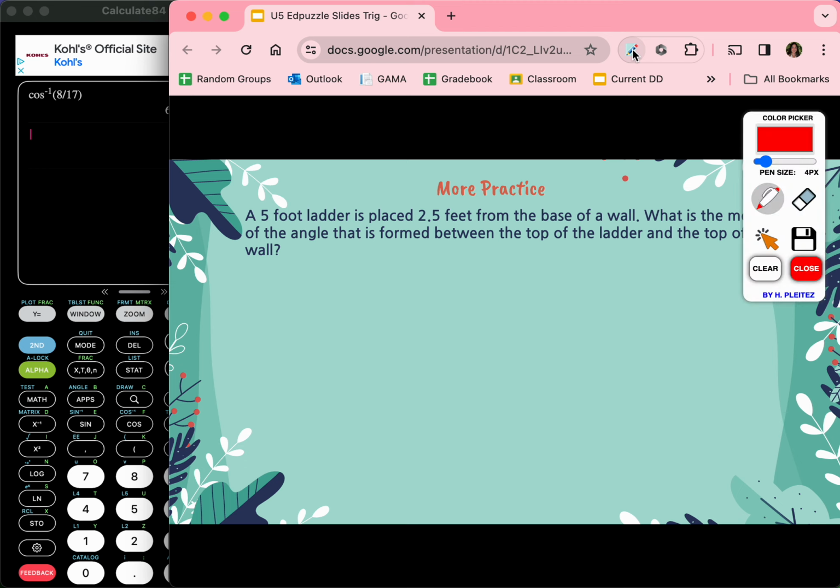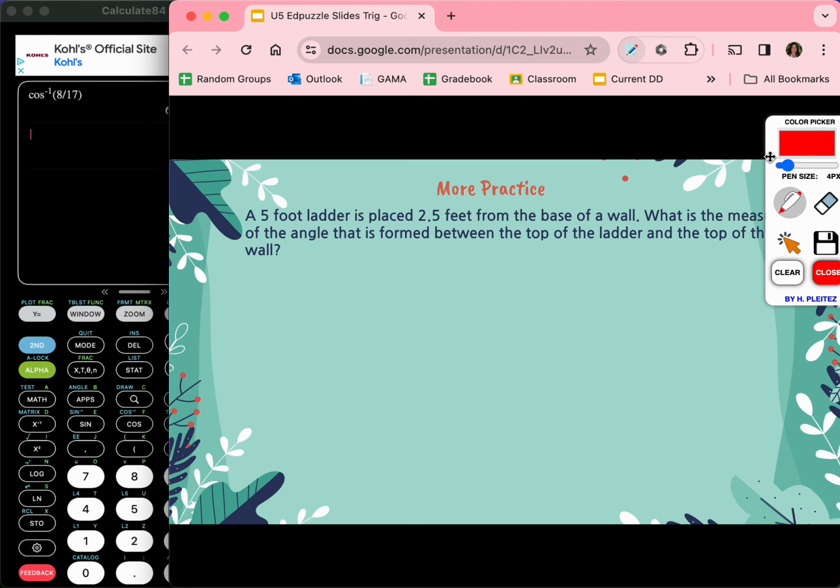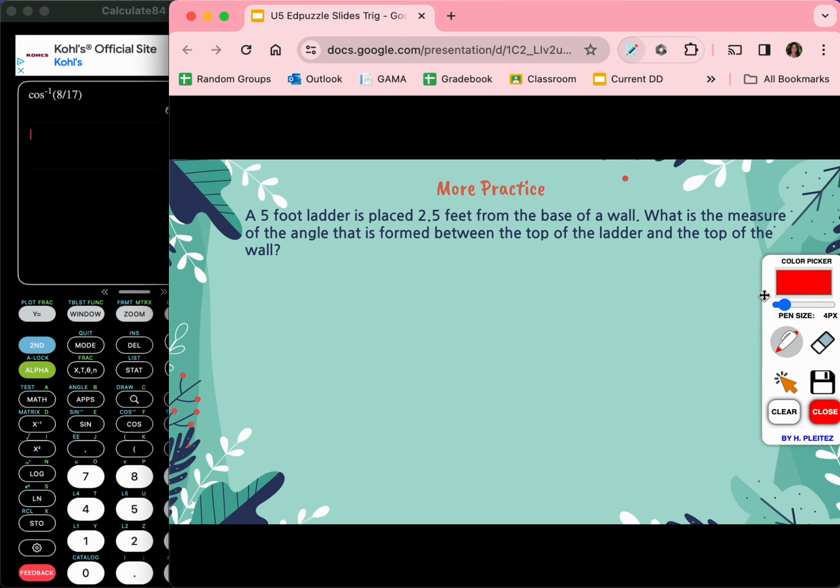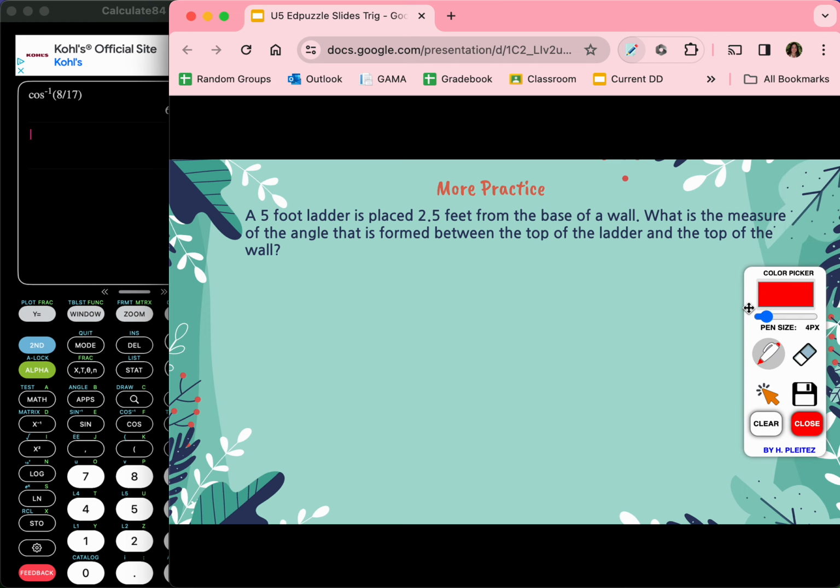In this example, we're going to have to draw our own picture. So step 1, we already know we're in degree mode, but now we need to do step 2 where we're drawing our picture. So a 5-foot ladder. Remember, ladders are always, I'm going to just start before I even do anything. I'm just going to draw a right triangle. A 5-foot ladder is placed 2.5 feet from the base of a wall.